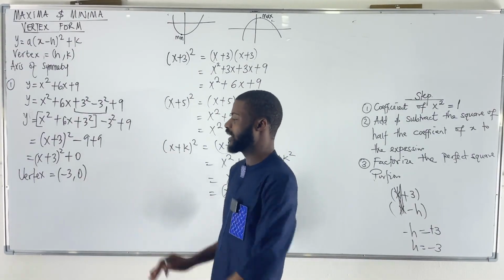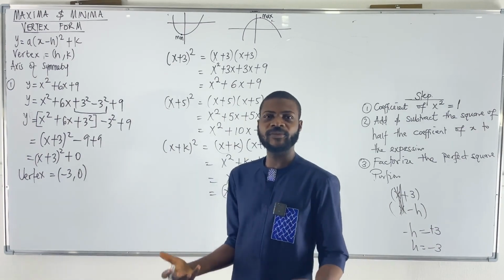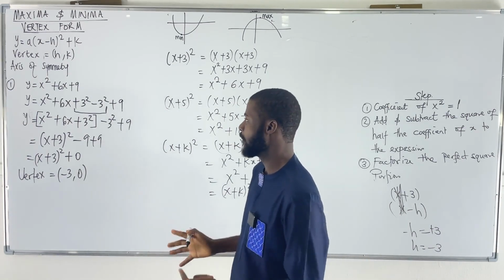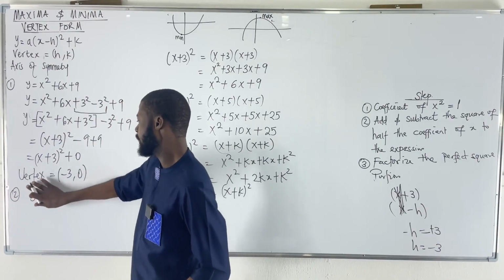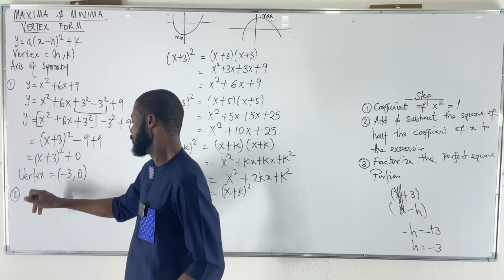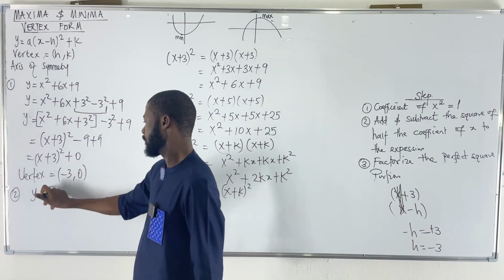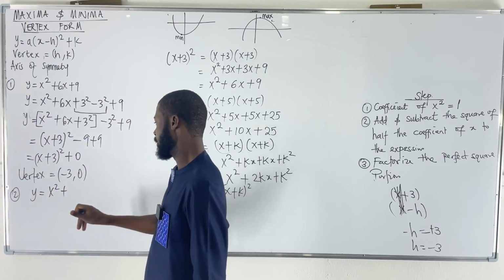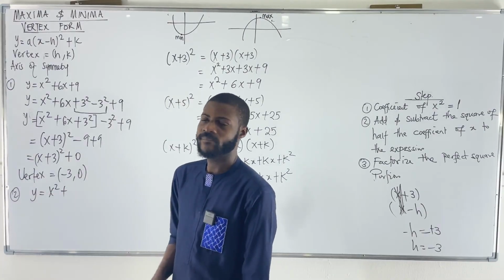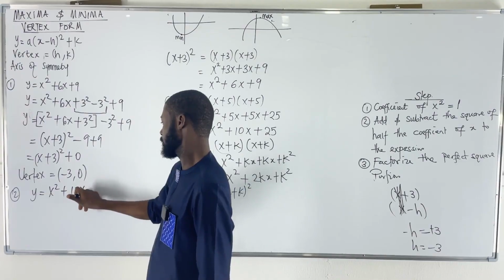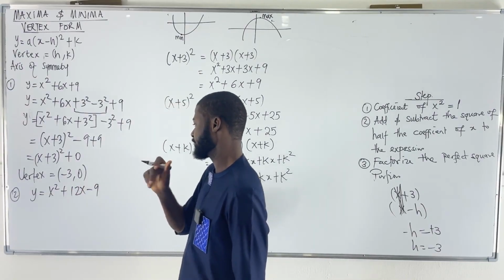But don't worry, it's not why we're here. Let us go to future problems, problems that would appear much more tedious. Number 2. Why do I like writing y squared? So y is equal to x squared plus, let's say, 12x minus 9.